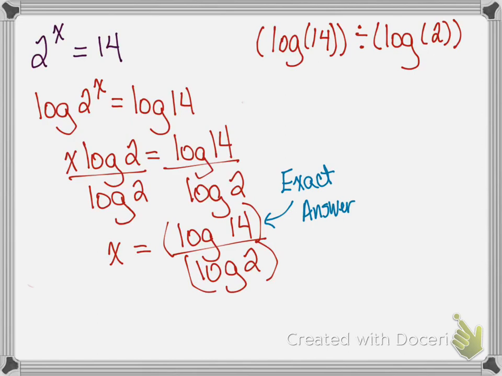When you do that, you should get 3.807. This is approximate.